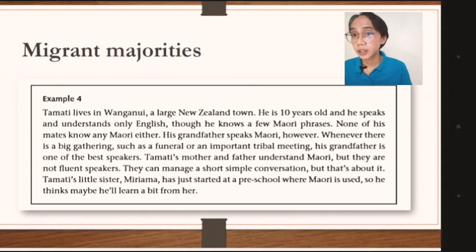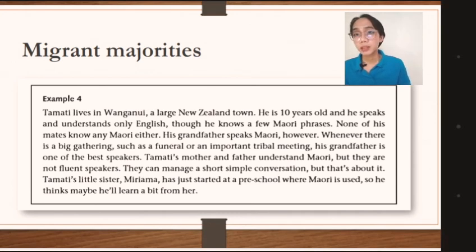So an example of migrant majorities, everyone, is example number 4. Tamati lives in Wanganui, a large New Zealand town. He is 10 years old and he speaks and understands only English, though he knows a few Maori phrases. Let's stop there. So Tamati, everyone, is a young boy who lives in Wanganui, a large town in New Zealand, and he is 10 years old and can only speak and understand English, though he knows a few Maori phrases. He knows only a little Maori, mostly phrases.